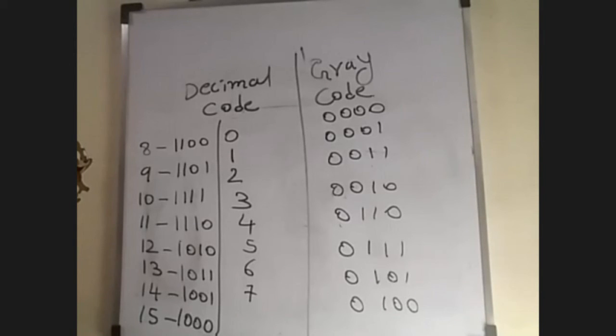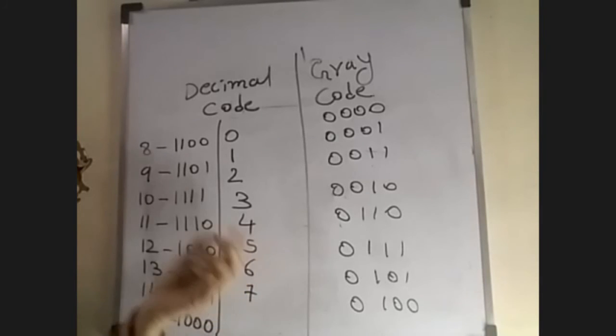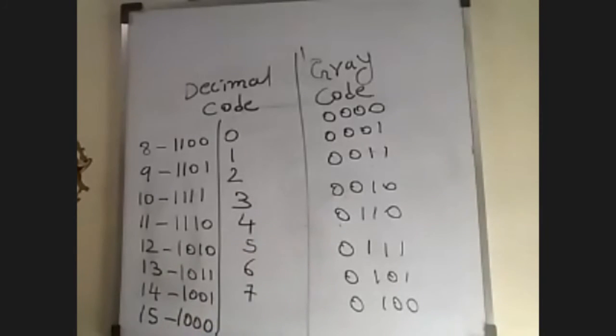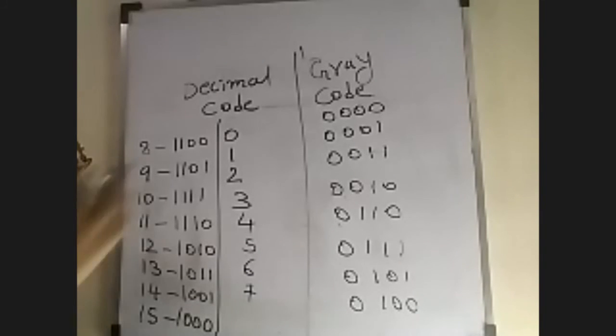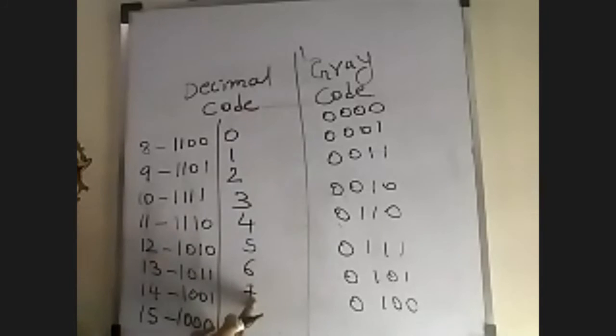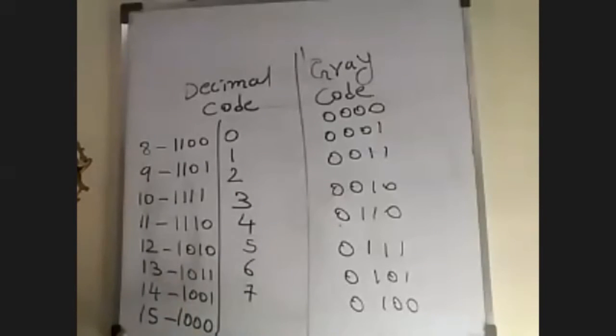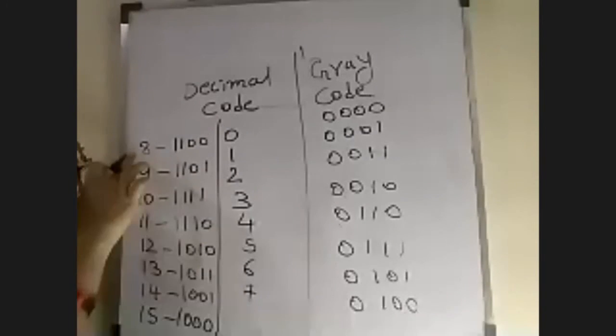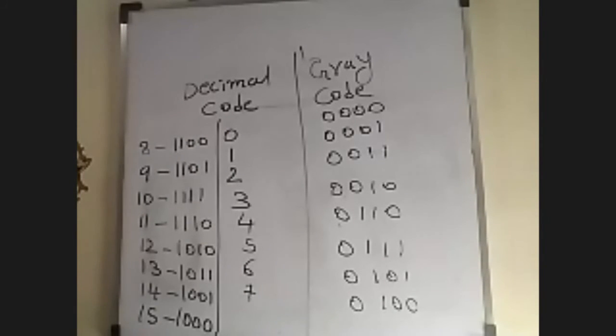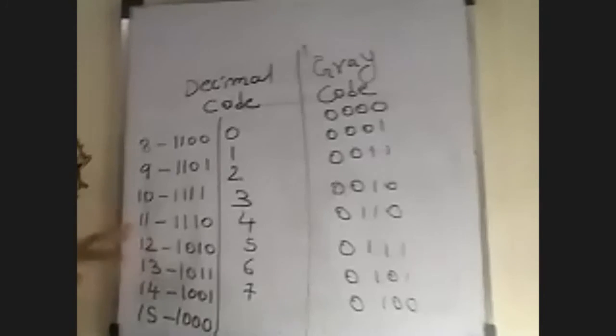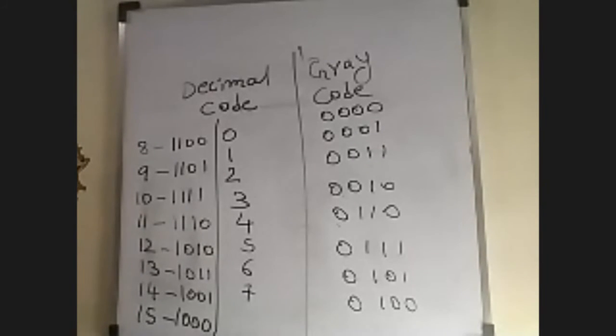One more thing we discuss now. Gray code is also called a reflective code. Gray code is also called a reflective code. So observe these 0 to 7 values and 8 to 15 values. Can you find any difference between these 2 sets of values?